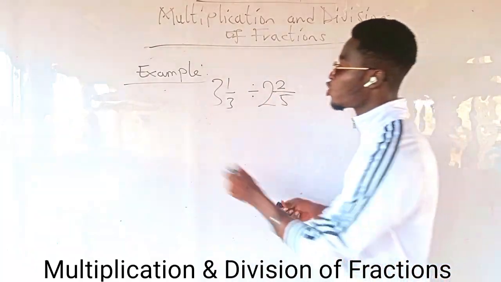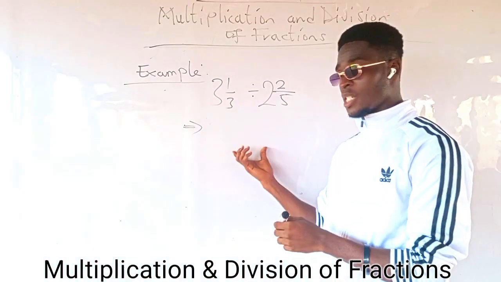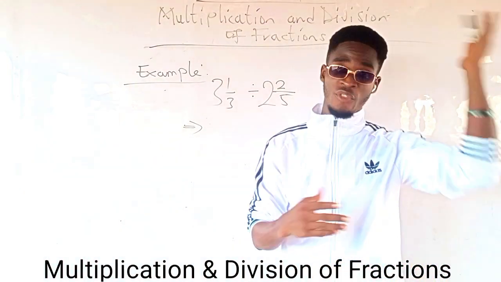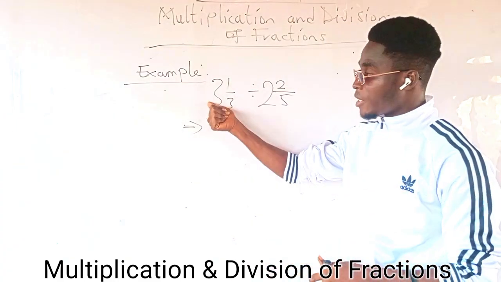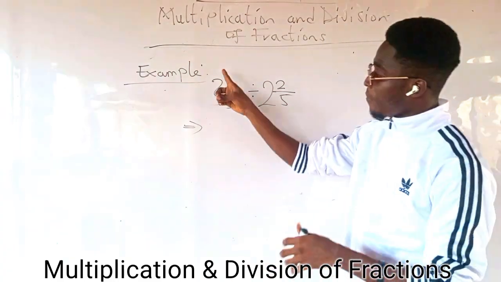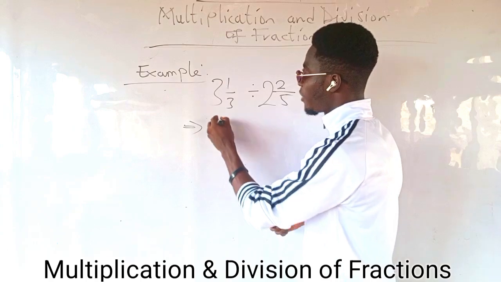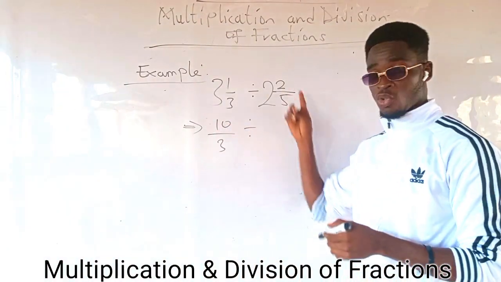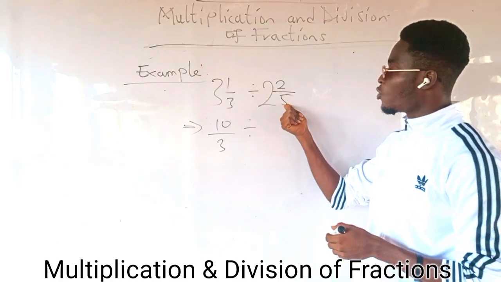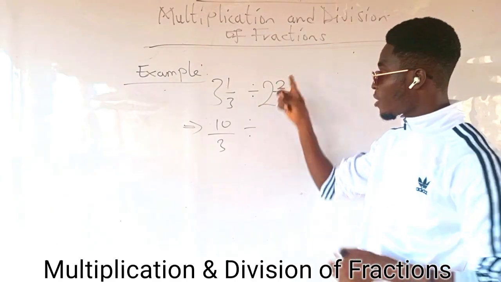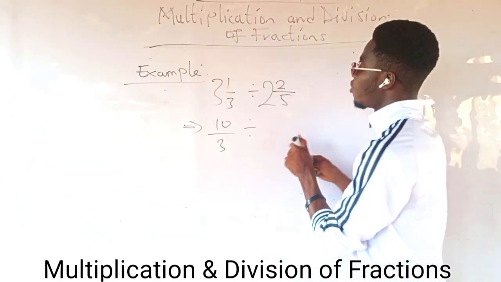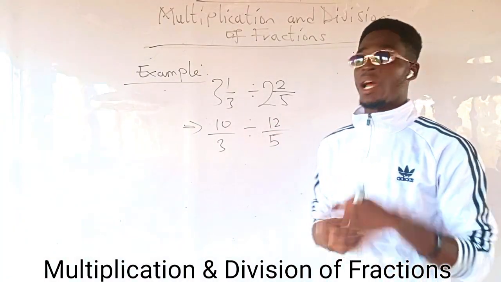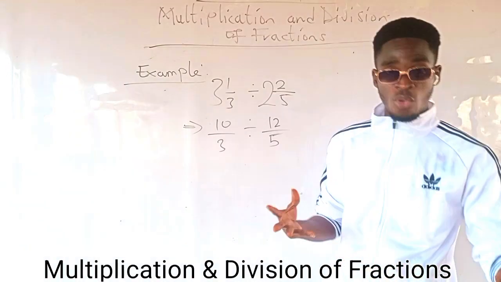And so, as usual, before we solve this, we need to change it to an improper fraction. And to do that, I taught you in the previous lesson. And so 3 times 3 will give us 9. 9 plus 1 will give us 10. So we have 10 out of 3 divided by, we have to change this one also into an improper fraction. So 2 times 5 will give us 10, plus 2 will give us 12. So we write the 12 divided by 5.